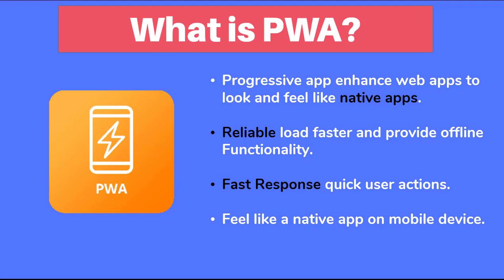And the third most important feature of a progressive web app is fast response and quick user actions, right? It gives very fast rendering and quick user actions because it works offline, so there is no barrier with internet connections in a progressive web app, and it feels and looks like a native application. So if you work with a progressive web app and see it for the first time, you cannot say that this is not a mobile application.